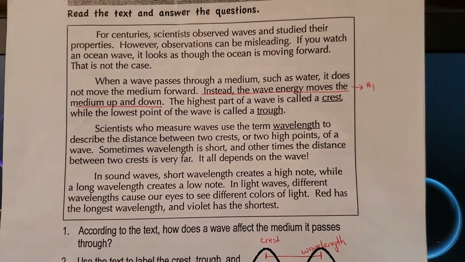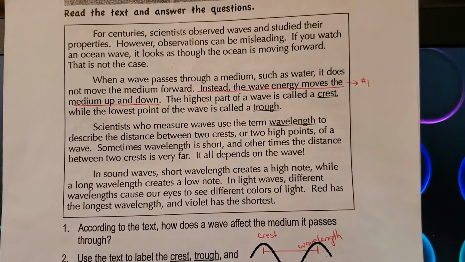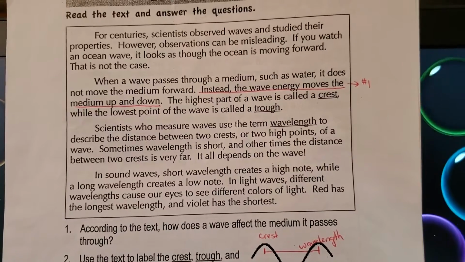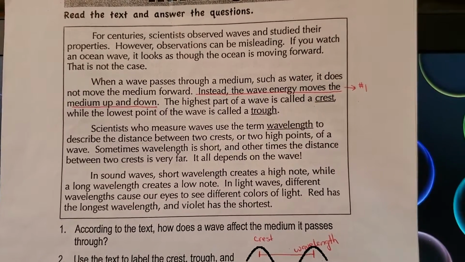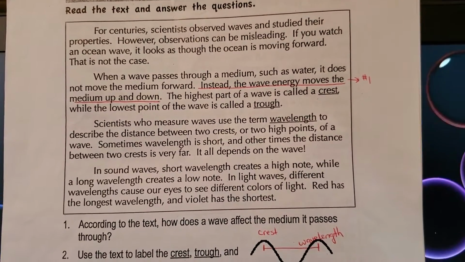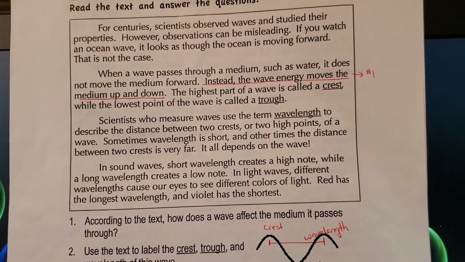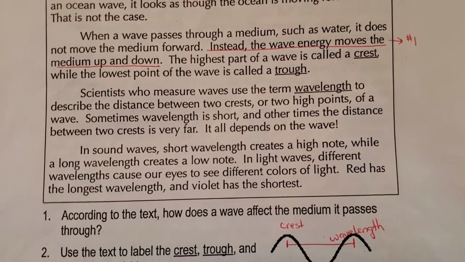Second paragraph says, when a wave passes through a medium, like solid, liquids or gases, a medium such as water, it does not move that medium forward. Instead, the wave energy moves the medium up and down. The highest part of a wave is called the crest, while the lowest part of the wave is called the trough. There's some basic wave vocab. Great words. Put them in your brains.